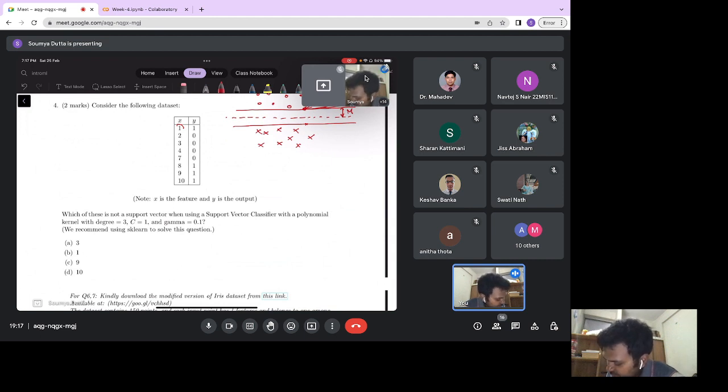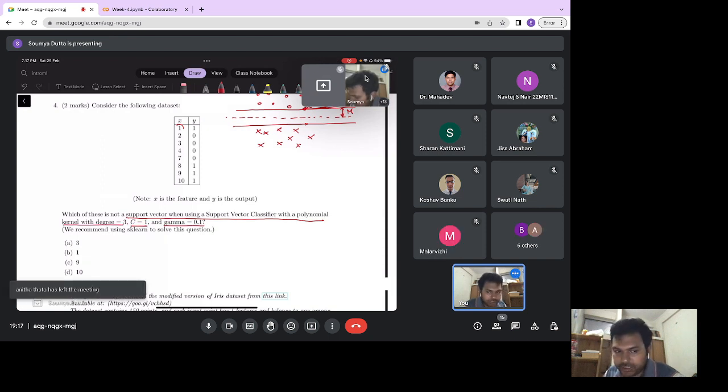Which of these is not a support vector when using a support vector classifier with a polynomial kernel with degree 3, C equal to 1, and gamma of 0.1, right? And the question also mentions that we should use sklearn for this particular question. So actually the "not" won't be there, because the question should be: which of these is a support vector when using a support vector classifier.